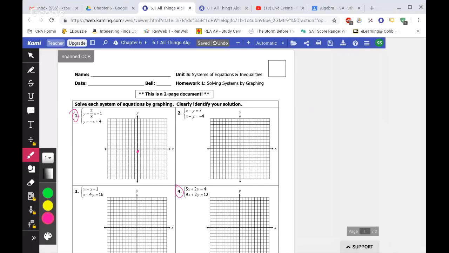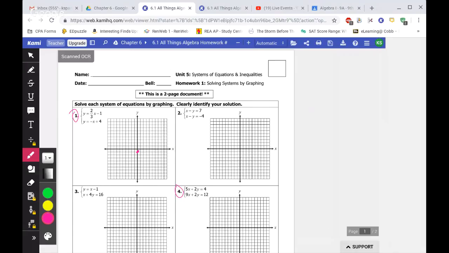All right. So now to plot the rest of the points for this line, I'm going to use the slope. What is the slope for the first equation in number 1? 2/3. 2/3. So that means I'm going to go up 2 because it's rise over run. So I'm either going to go up 2 and right 3, or I'm going to go down 2 and left 3. So I'm going to start with my up directions.